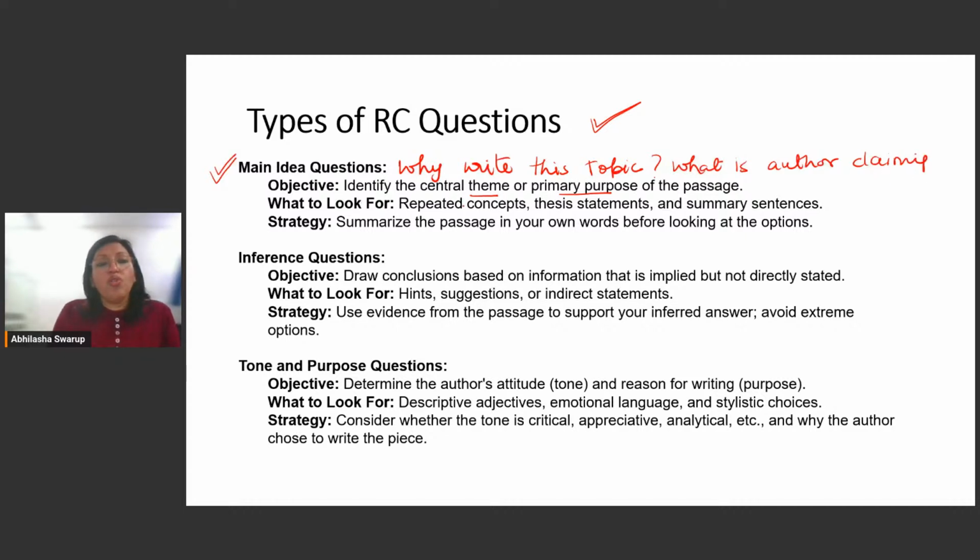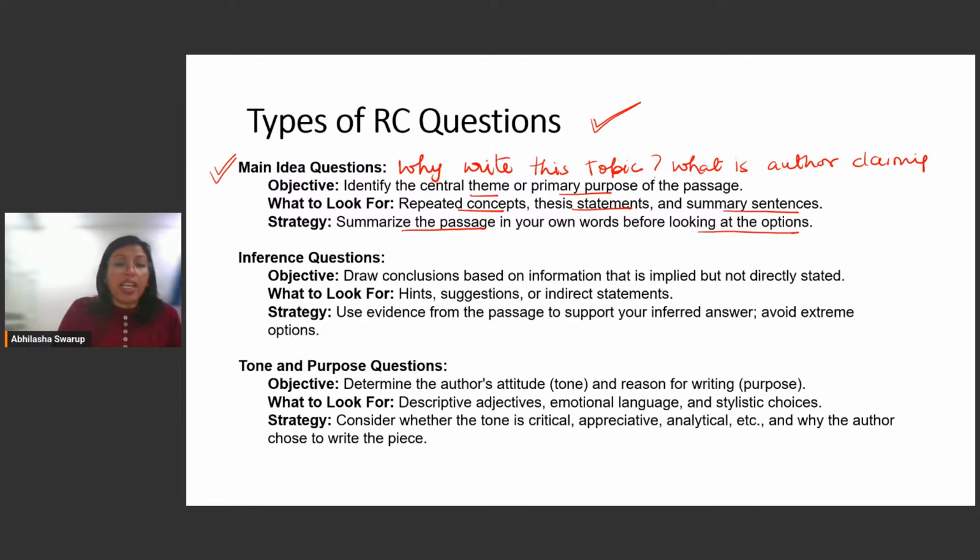So what do you look for? You look for repeated concepts, thesis statements, and summary sentences, which tell you what the author is claiming. You can summarize the passage in your own words and then look at the options and match. So that's the first type of question that you get, the main idea type.